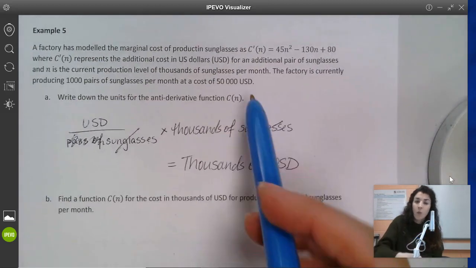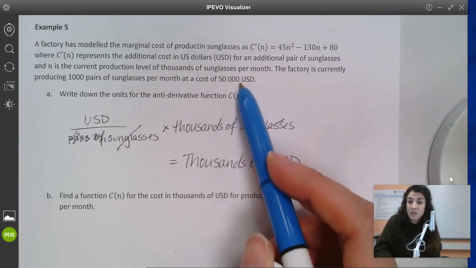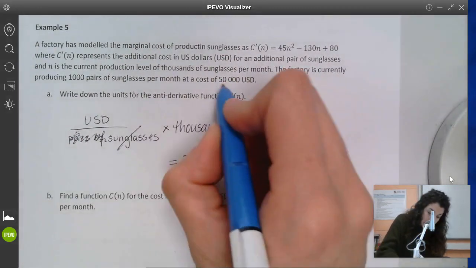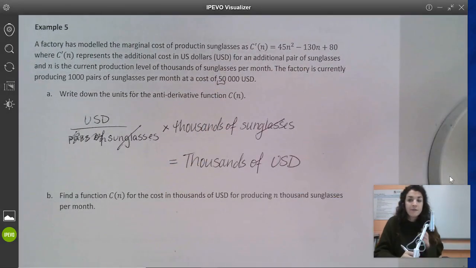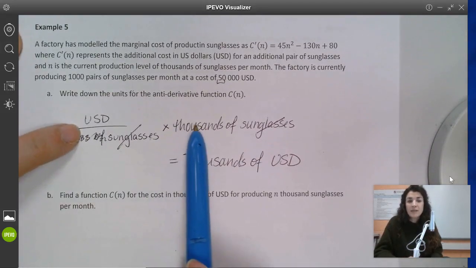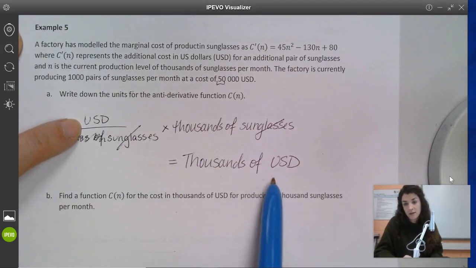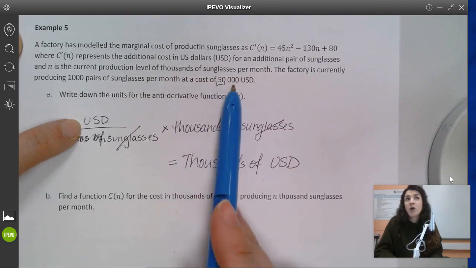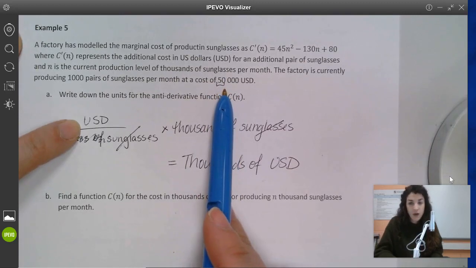And so if your Y is 50,000, what you're actually going to be plugging in for that point is 50, not 50,000. So since we know that it's going to be thousands of US dollars, it alters what number we plug into our equation in order to solve.